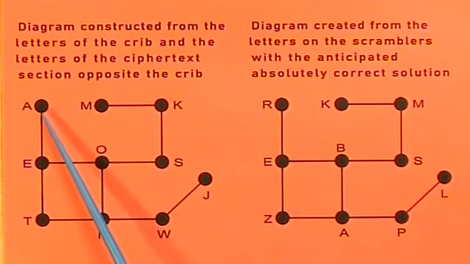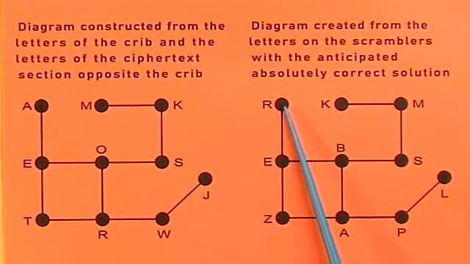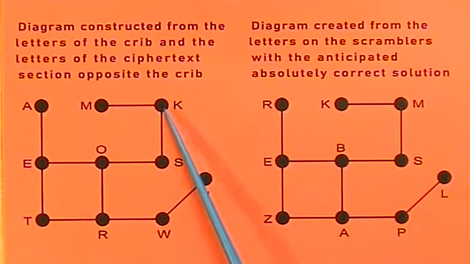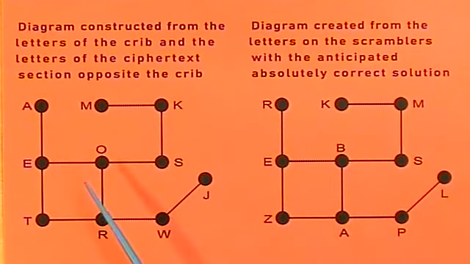The letter A is swapped with the letter R. The letter M is swapped with the letter K. The letter K is swapped with the letter M. The letter E is not plugged. The letter O is swapped with the letter B. The letter S is not plugged. The letter T is swapped with the letter Z. The letter R is swapped with the letter A. The letter W is swapped with the letter P. And the letter J is swapped with the letter L.